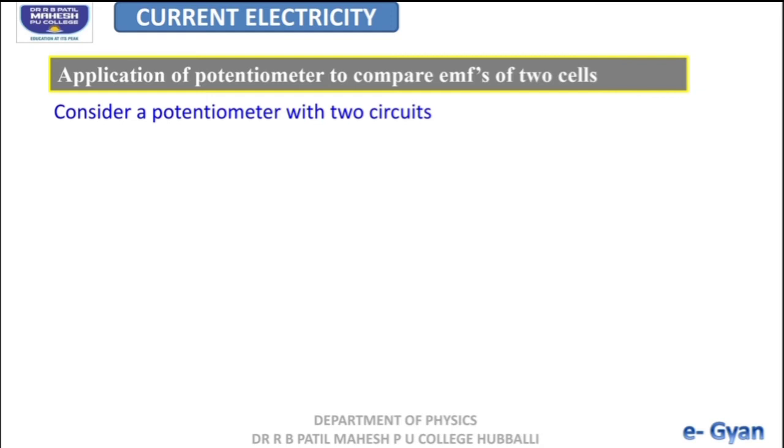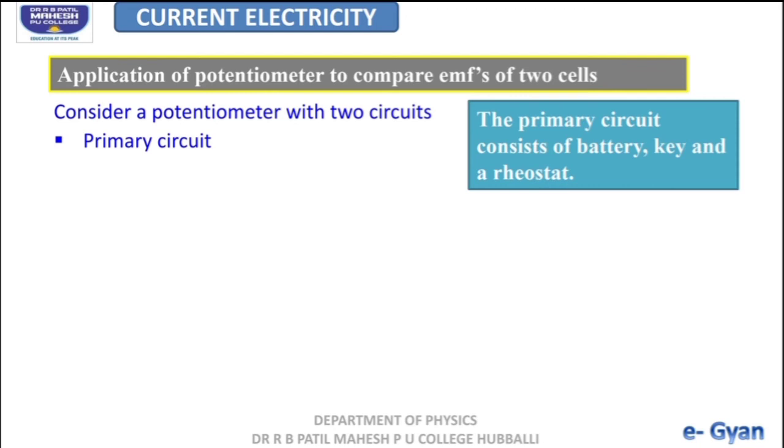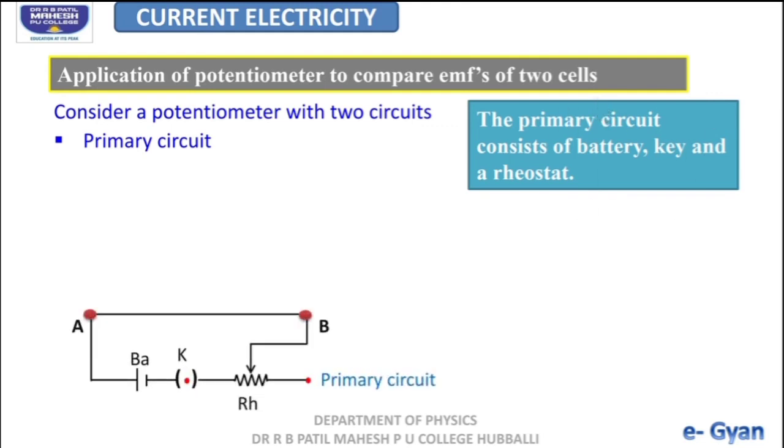The potentiometer has two circuits. First one is the primary circuit. The primary circuit consists of a battery, key, and rheostat. It consists of these three components, and the circuit connection is shown in the figure. See, we have a battery, key, and rheostat, and a potentiometer wire is connected here.